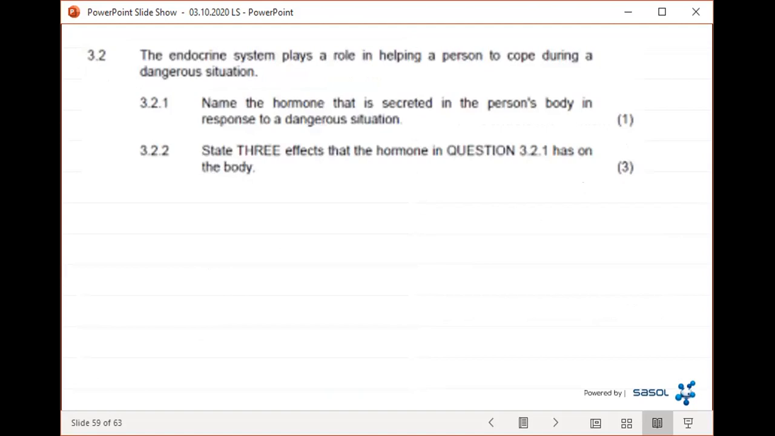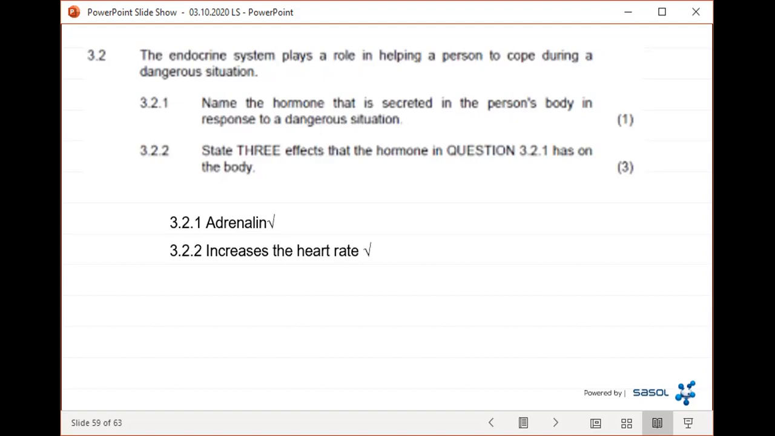Then question 3.2.1. Before we get to the question, let's read the information. The endocrine system plays a role in helping a person to cope during a dangerous situation. Then we go to the question. Question 3.2.1. Name the hormone that is secreted in the person's body in response to a dangerous situation. The flight or fight hormone, that causes a fight or flight response, is adrenaline. Then question 3.2.2, state 3 effects that the hormone in question 3.2.1 has on the body.